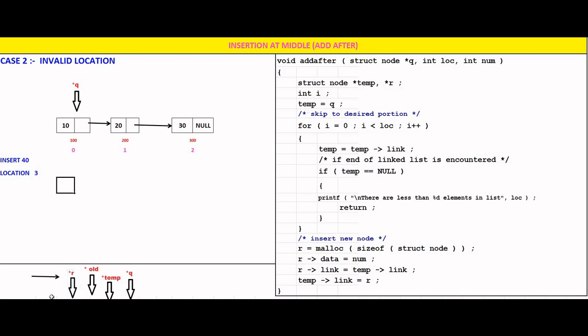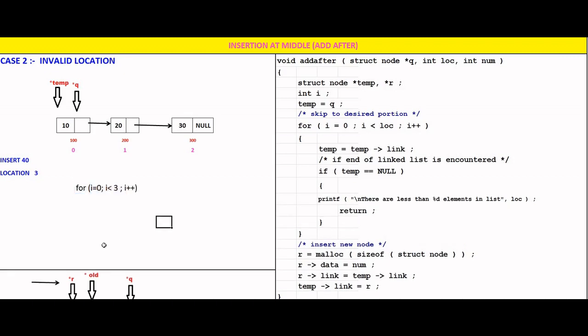Again temp is equal to q, we point temp at q. Now q and temp both contain the address 100. Then we write the for loop: for I is equal to 0, I less than location. Now the location we pass is 3, which is invalid, and I plus plus. So this is our for loop for location 3.